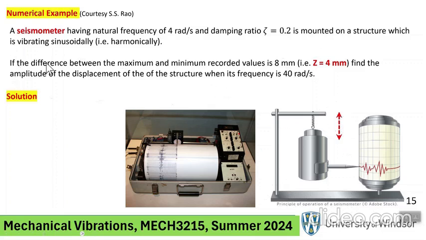Okay, now if the peak to peak recorded data is 8 millimeters on this seismometer rotating paper, okay, then big Z, of course, is 4 millimeter. Find the amplitude of displacement of the structure when the frequency is 40 rad per second. So if the ground moves at 40 rad per second, okay, what is the amplitude of the motion of the ground, assuming that on our seismometer it shows 4 millimeter?